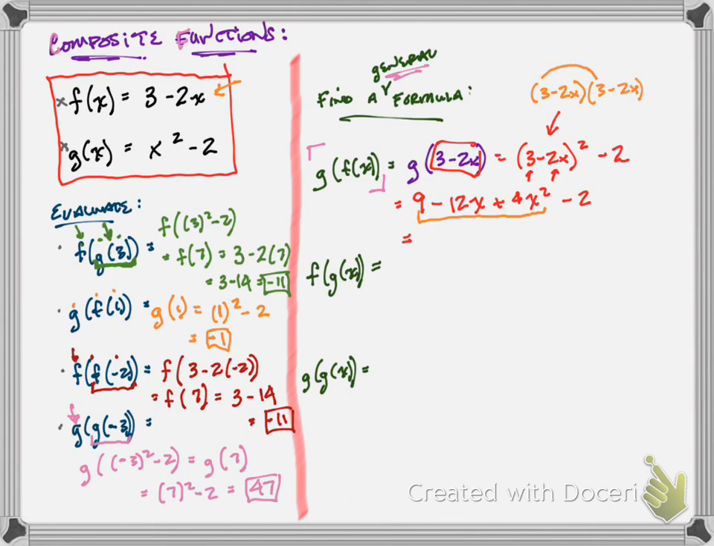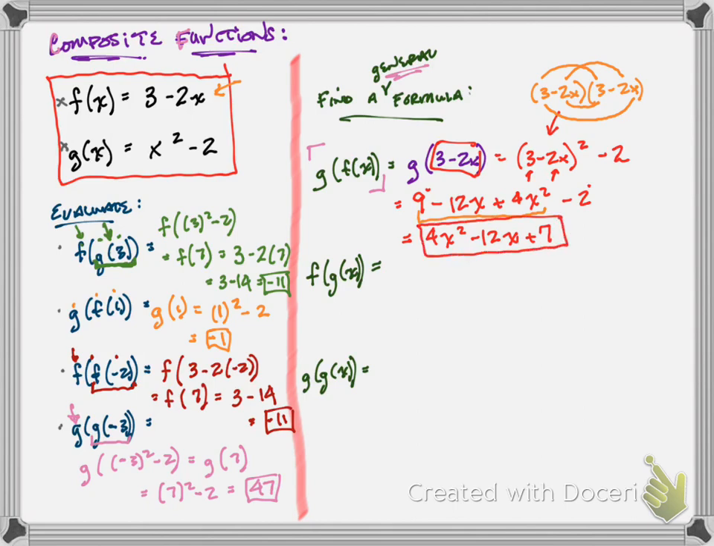FOIL: first times first gave me 9. The combination of outside and inside gave me my minus 12x. And then last times last, negative 2x times negative 2x gave me plus 4x squared. Now we could clean this up one step further, and I would certainly expect you to. 9 take away 2 is 7. And so I'm going to rewrite this as positive 4x squared minus 12x plus 7.